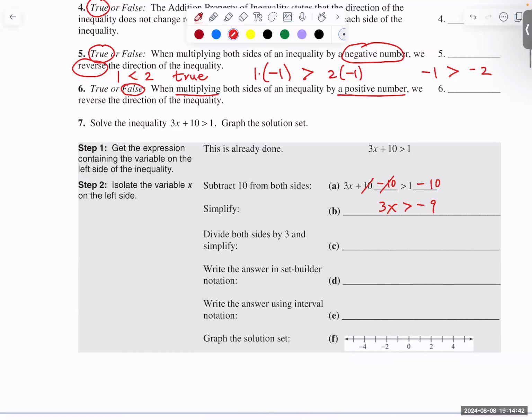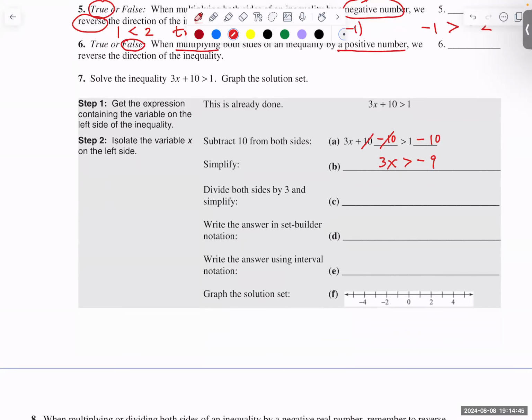To isolate x, divide both sides by positive 3. So 3x divided by positive 3. And since we're dividing by a positive number, we keep the direction of the inequality symbol the same. So x is, as a solution, any real number greater than negative 3. In set builder notation, that means to use the curly braces. The solution set is a set of all real numbers x, vertical bar means such that x is strictly greater than negative 3.